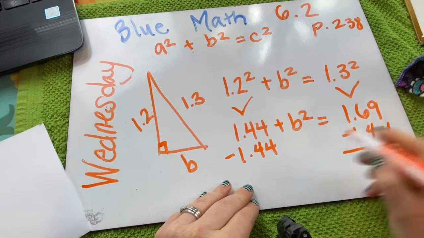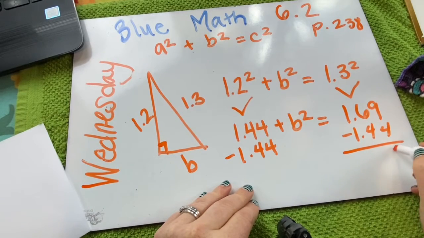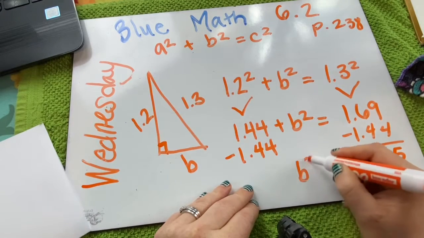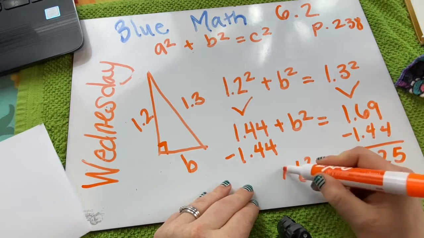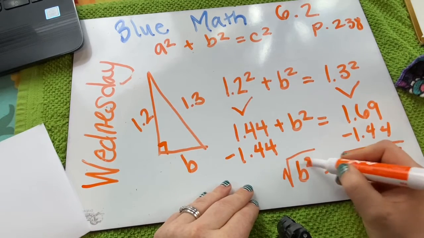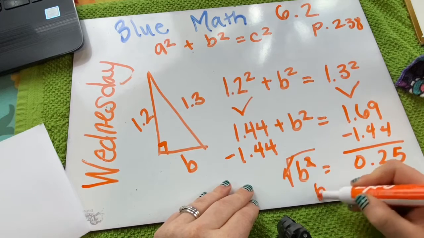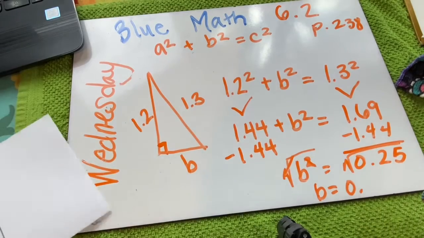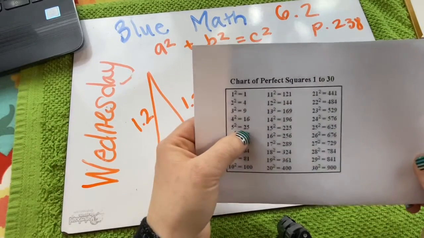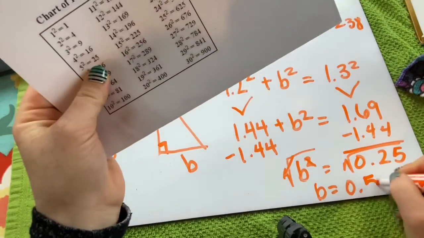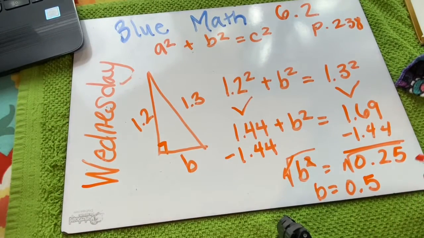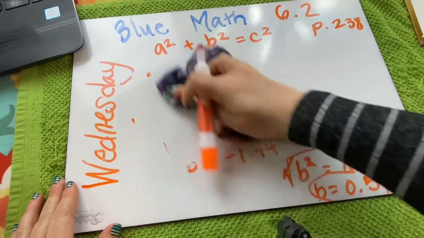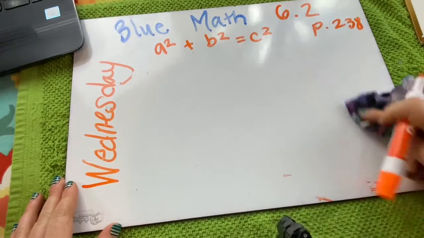Okay? So this is 0.25. So B squared equals 0.25. So now I'm going to do the square root of that because that and that cancel. So I have B left over here, and the square root of this, which is what's the square root of 25? So we're going to go look for 25. Is right here is 5. So 0.5. So B equals 0.5. Okay? Okay. Today's math.